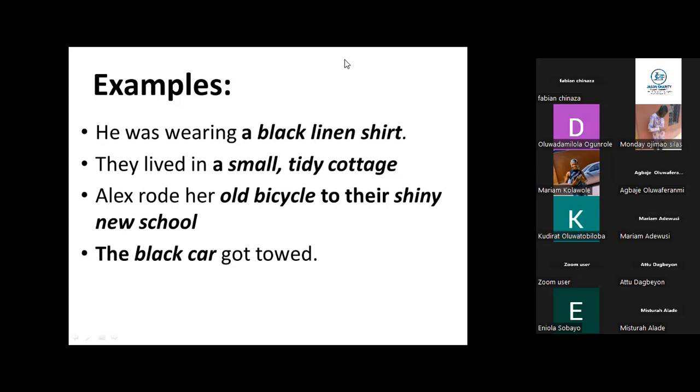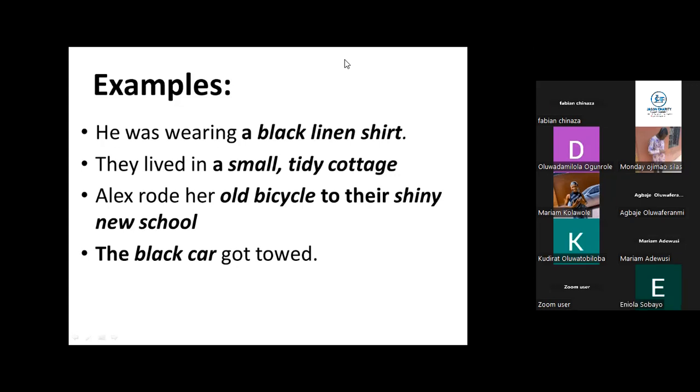And you see that the noun phrase is giving a better understanding, a better picture of what the cottage looks like. So you realize that in these formations, as we have them, there is nothing that looks like a verb in it.